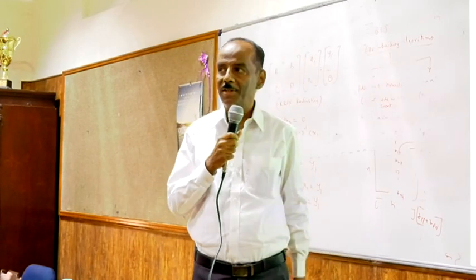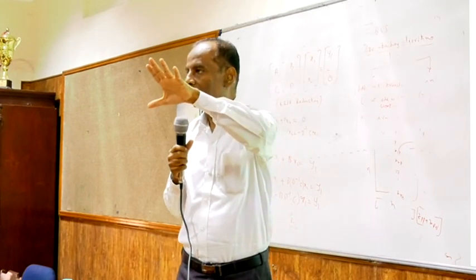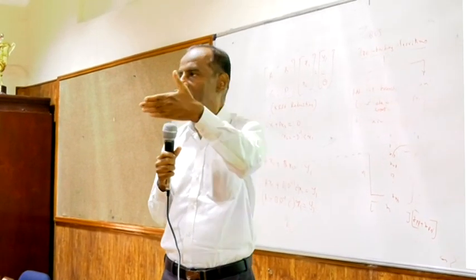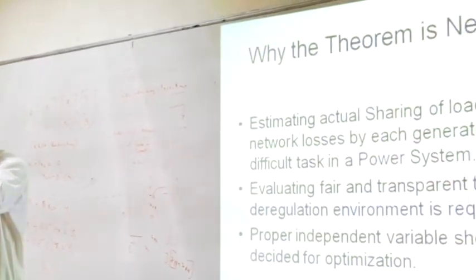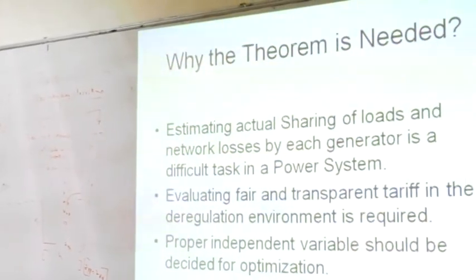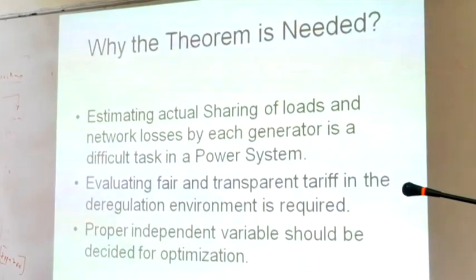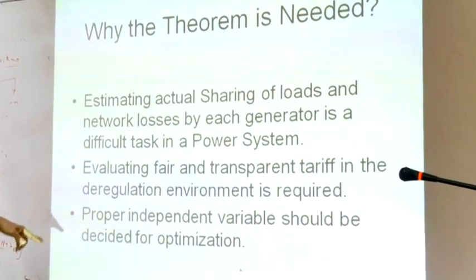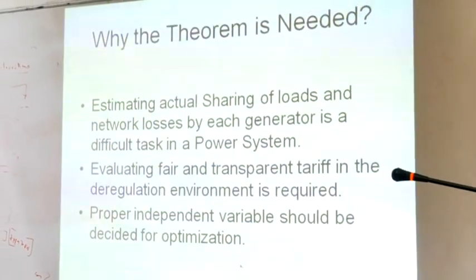First point is private sectors are coming. That is why we are interested in dividing the power injected into the network by each source, because the government has to pay for that. How much portion is going for the loss we can also calculate. Similarly, evaluating a fair and transparent tariff in the integration. That is the second part. The last point is very important when you are going for optimization.